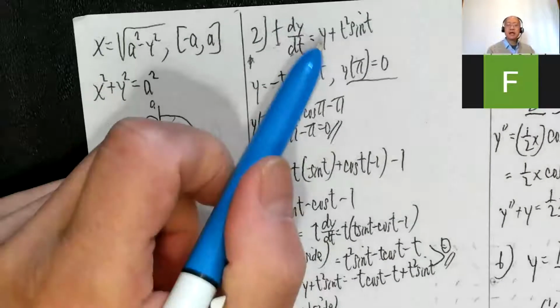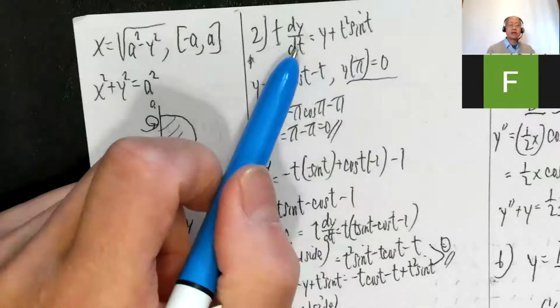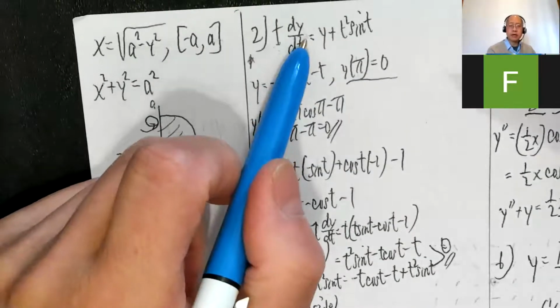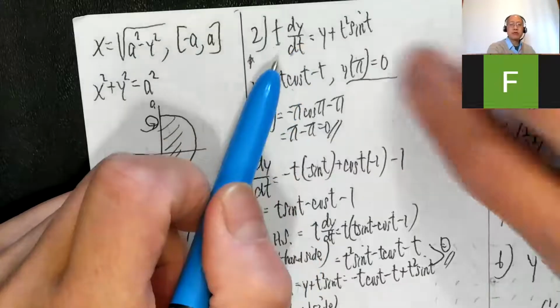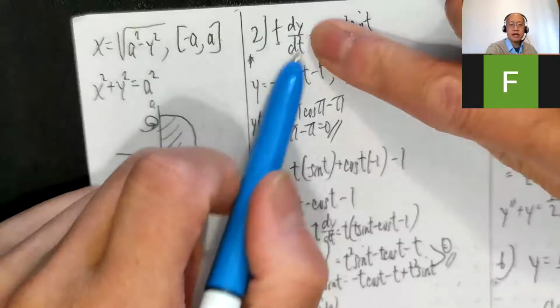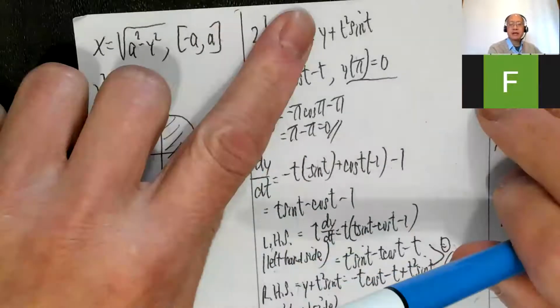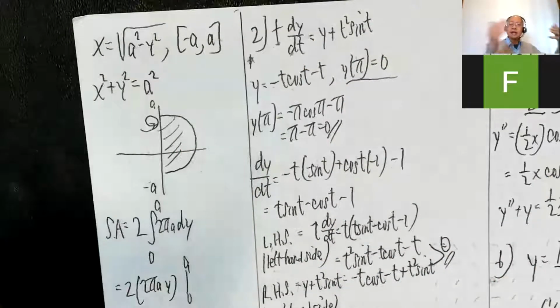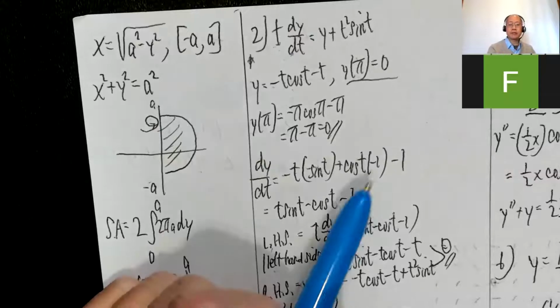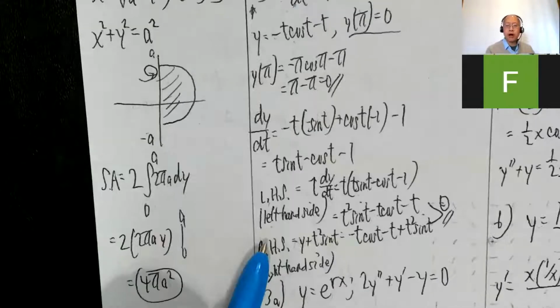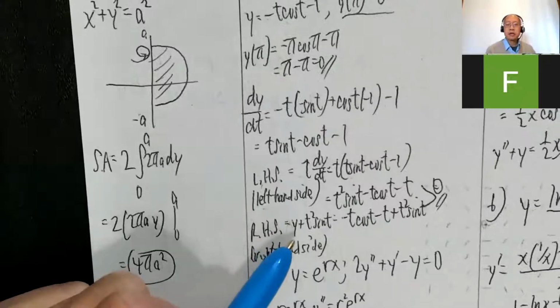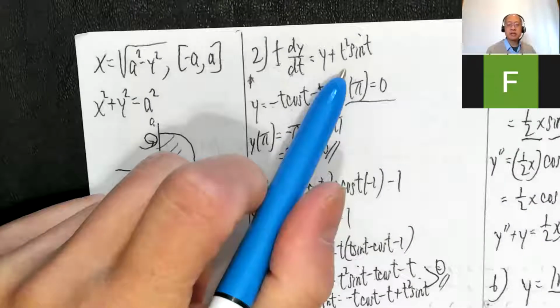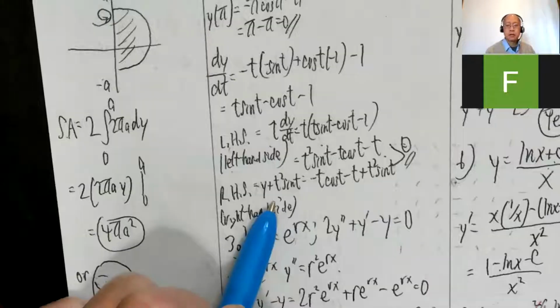Now, independently, I work out the right-hand side. Again, I'm not setting them equal to each other. I'm proving that they're equal. So I work out the left side, and then independently, without making the assumption that they're equal, I work out the right-hand side, and then I take a look at what I got, and hopefully they're the same thing. So the right-hand side, RHS, was y plus t squared sine t.